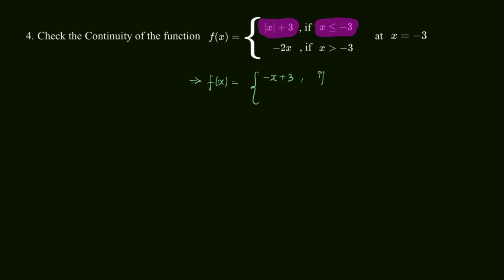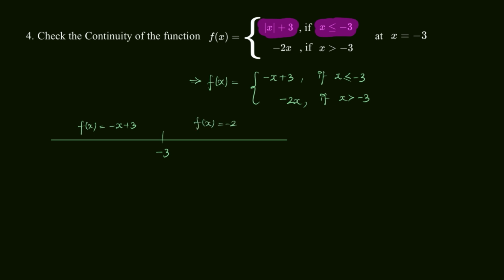when x is less than or equal to minus 3, and the function is minus 2x if x is greater than minus 3. And we have to check the continuity of this function at x equals to minus 3. On the left hand side of minus 3, my function is minus x plus 3, and on the right hand side of minus 3, my function is minus 2x. At the point x equals to minus 3, my function is minus x plus 3 only.